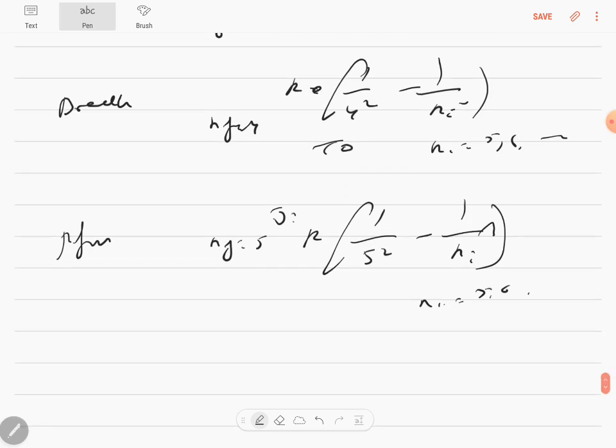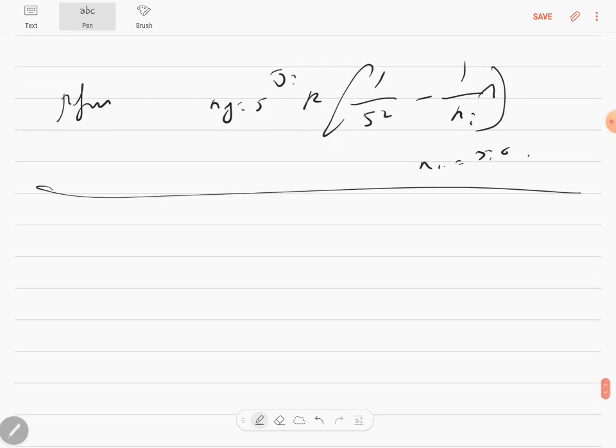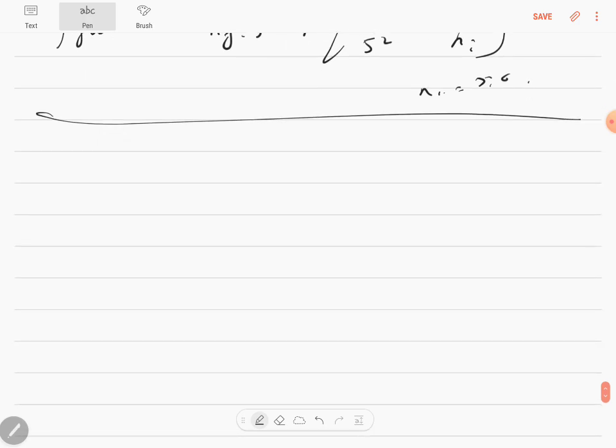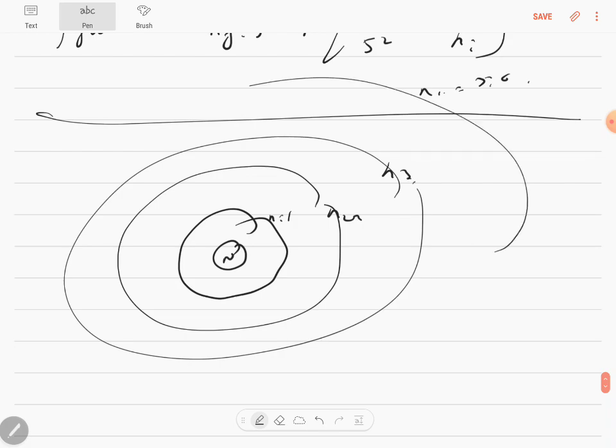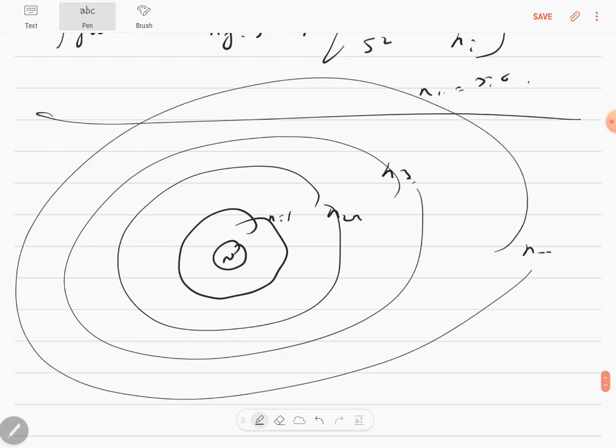So you have to draw these spectral series. Very, very important. One way of drawing, which is just for your own knowledge: this is the nucleus. This n is equal to 1. This n is equal to 2. N is equal to 3. N is equal to 4, and so on. When anything jumps from second to first, third to first, fourth to first, this is called Lyman series.